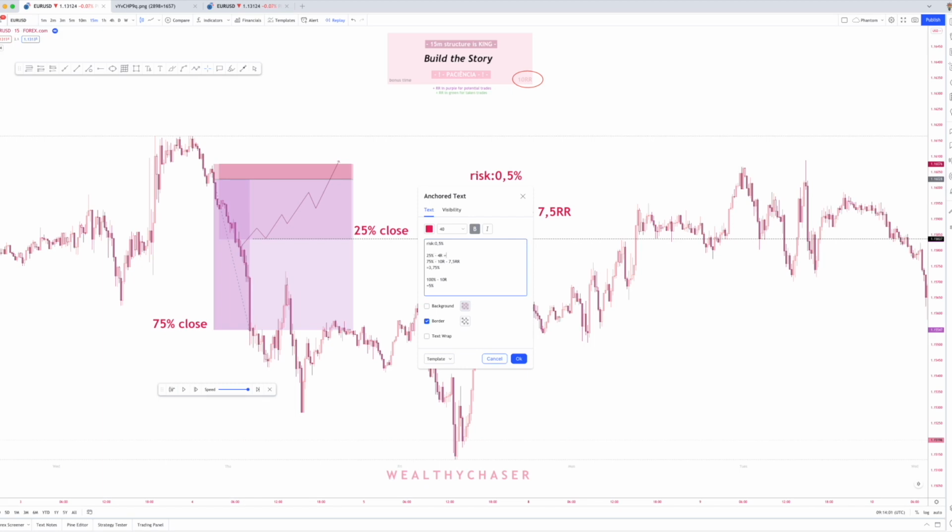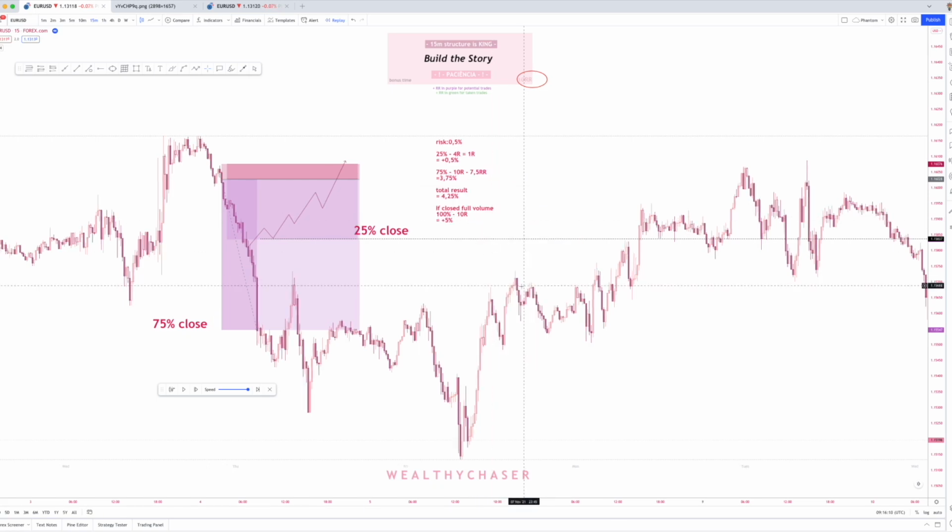This equals 1R. So what it means is that this will be plus 0.5% because I'm only covering the risk that I took. So the result of this trade, instead of being 5%, will be 4.25%. So basically, every position I open in order to cover my risk, it will always be minus 0.75%. And depending on how far the profit is, the less is going to be my total result compared to if I close with full volume, right? What are the pros of this?